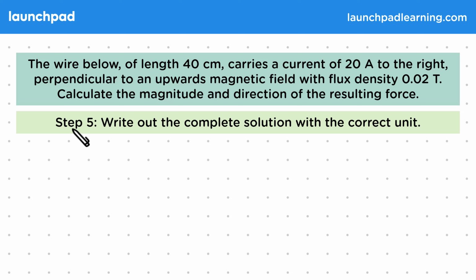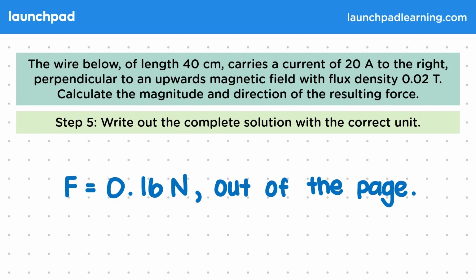Now let's clearly state our final answer. So in step 5, write out the complete solution with the correct unit. So overall, we found that the magnitude of the force was 0.16 newtons. And this was directed out of the page.